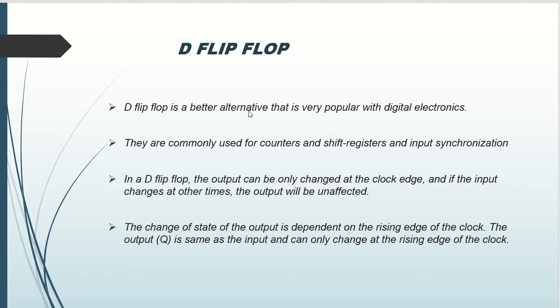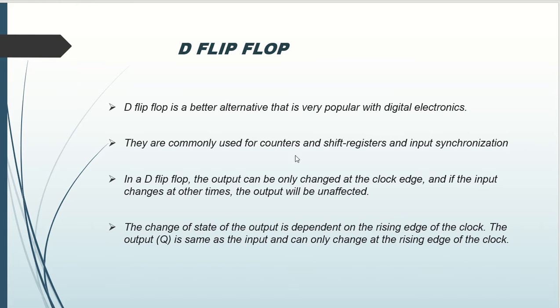D flip-flop. D flip-flop is a better alternative that is very popular in digital electronics. They are commonly used for counters, shift registers and input synchronization. In a D flip-flop, the output can only be changed at the clock edge, and if the input changes at other times, the output will be unaffected. The change of state of output depends on the rising edge of the clock. The output Q is the same as input and can only change at the rising edge of the clock. D flip-flop acts like a buffer. Input is the same as the output but with delay.